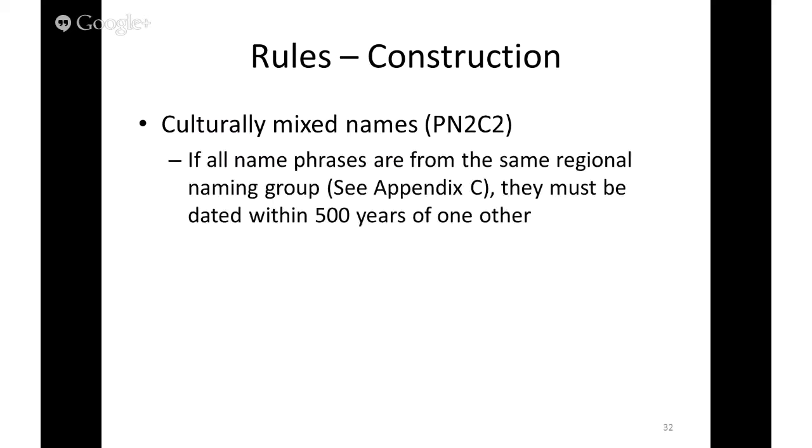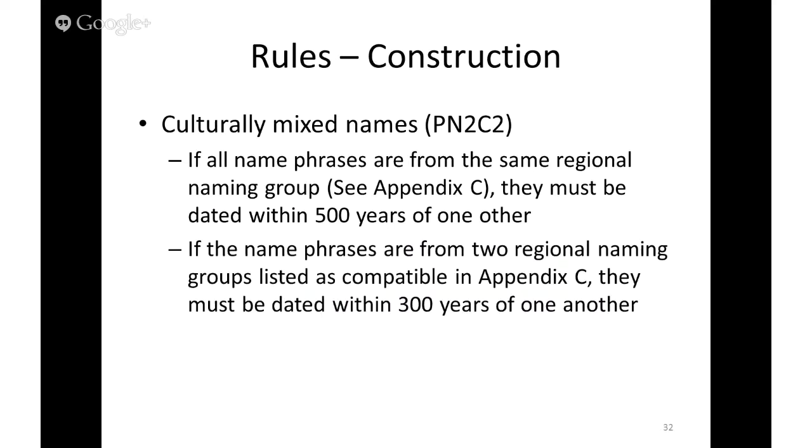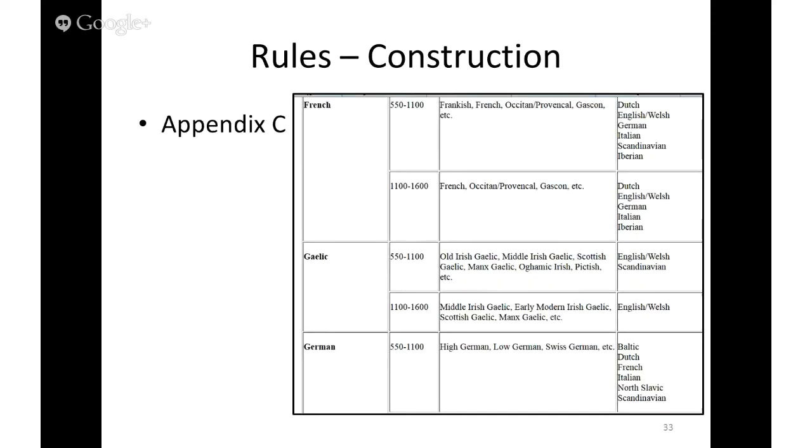Now, culturally mixed names. What if you have names that are not all in the same group? We have two situations. If all the name phrases are from the same regional naming group, and Appendix C defines regional naming groups, they must be dated within 500 years of one another. If the name phrases are from two regional groups, then they have to be within 300 years of each other. And let's take a look at Appendix C, because if Appendix A is the best part in SINA, Appendix C is very much the second best part of SINA. This tells you what languages you're allowed to mix.